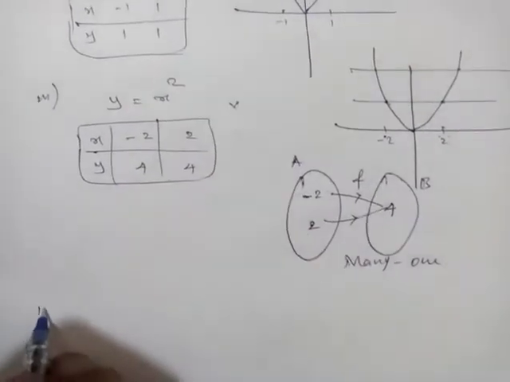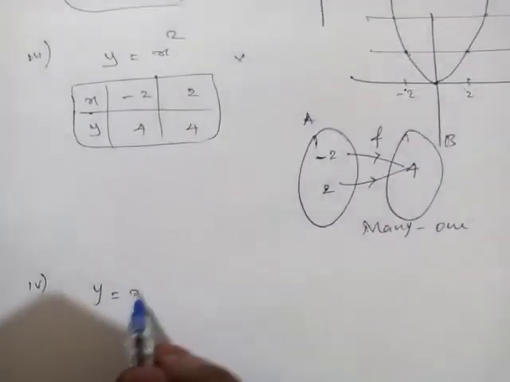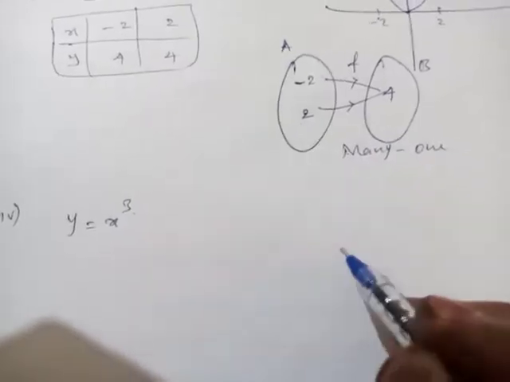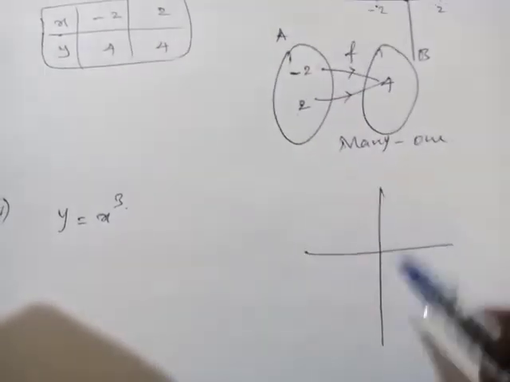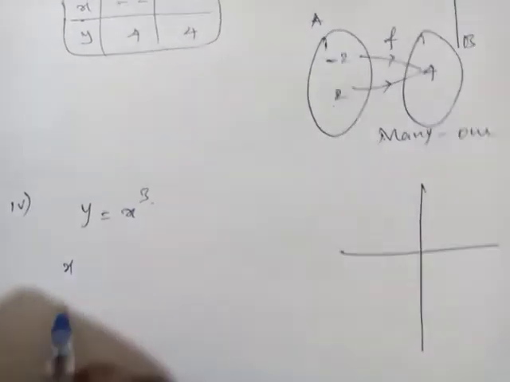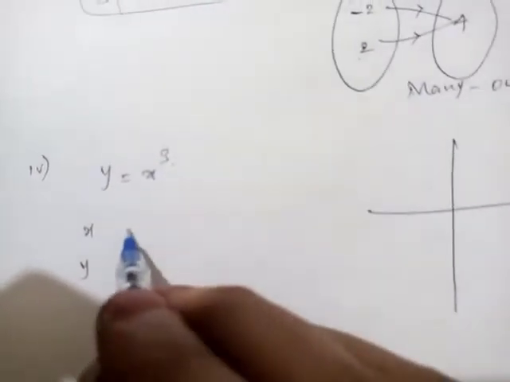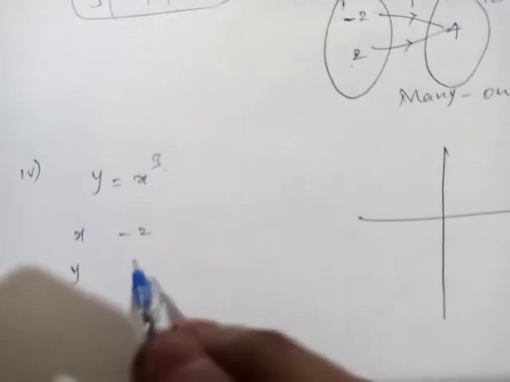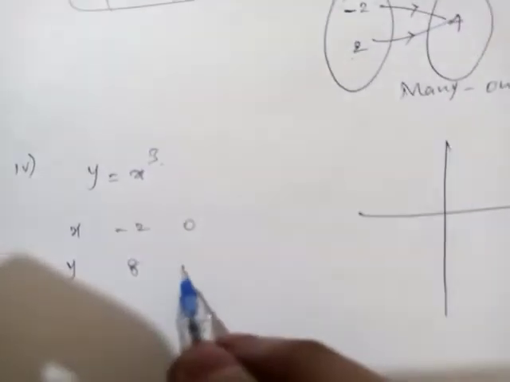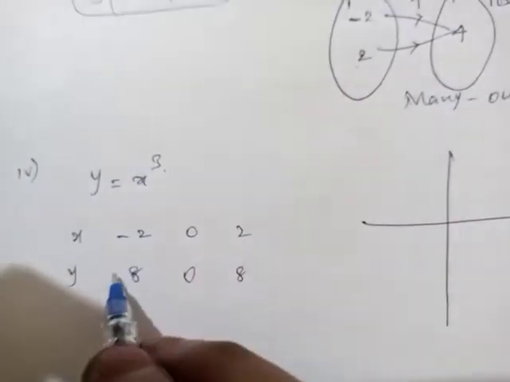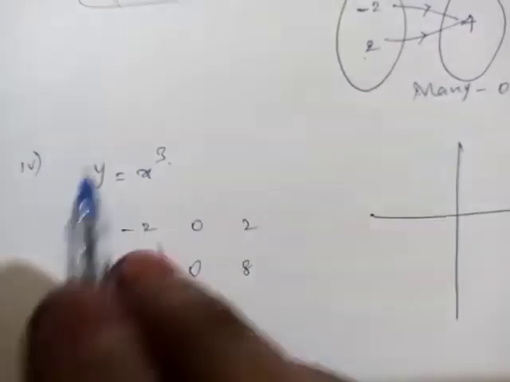For example, y is equal to x cube. What do you think? Y is equal to x square is a many one function. So what do you think about y is equal to x cube? The graph will be like this. First you find the x and y values, write a few values, after that draw this graph. -2 means -8, plus 2 means +8.